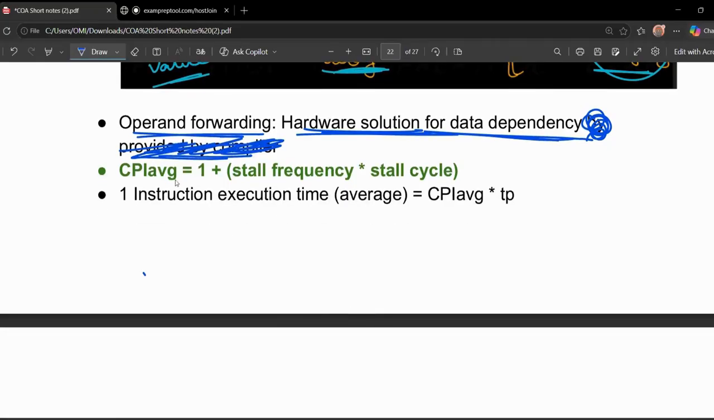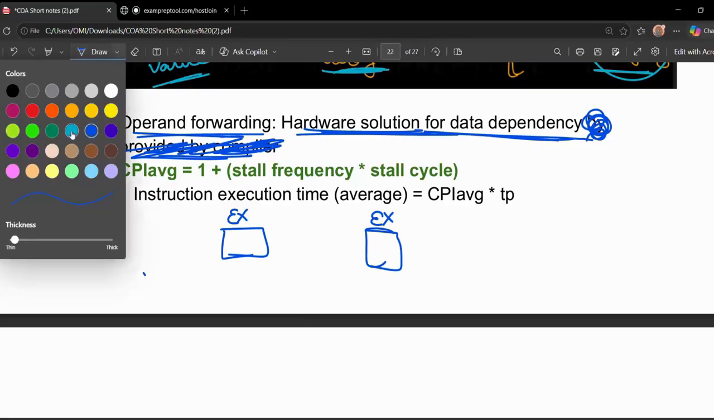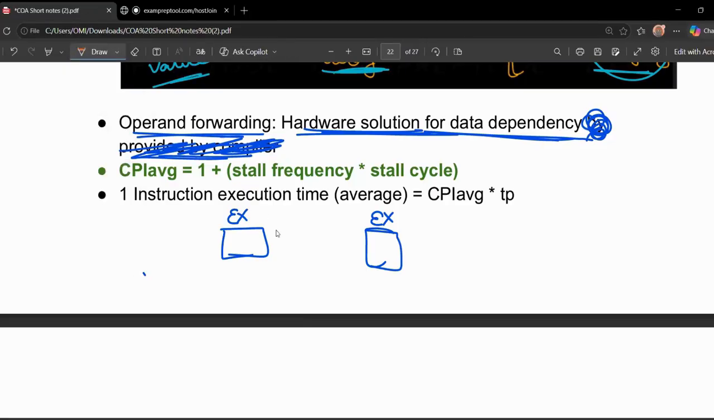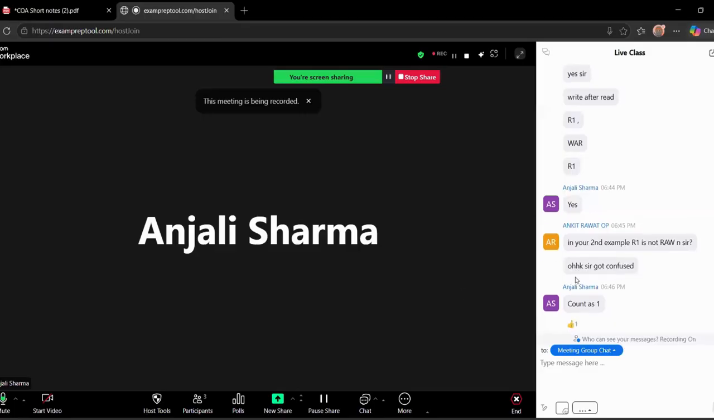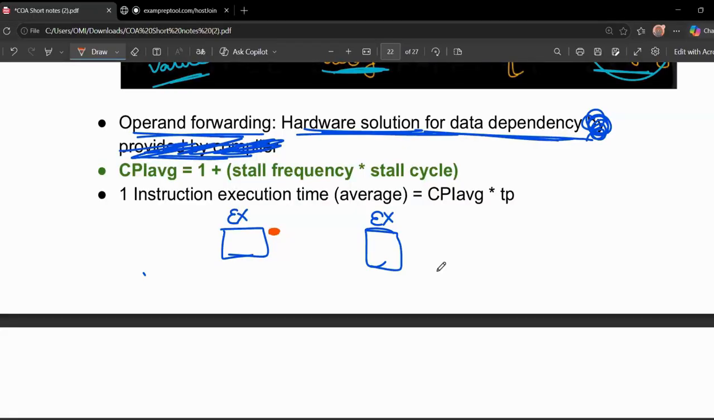For example, let's say this is your execute stage, and this is also an execute stage. What are we doing here? Instead of waiting, whenever we get a result, because the execute stage is done by the ALU, when the ALU generates some result, as soon as we get the result, we forward it to the next stage.